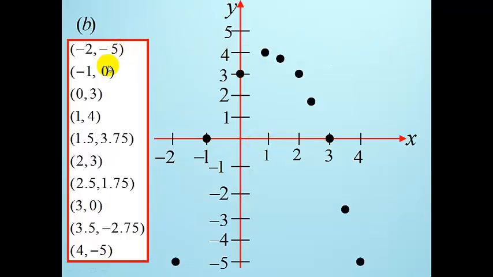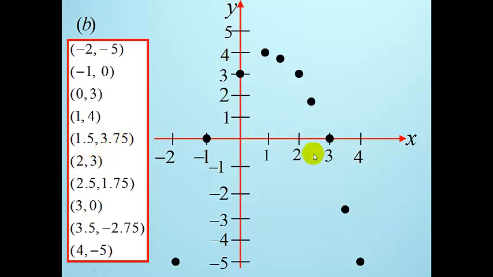Now these are the points from the table. We have minus 2, minus 5, our first point. Minus 1, 0, second point. 0, 3, so we have 0, 3. 1, 4, we have 1, 4. And 1.5, 3.75. That is 1.5 on the x, then you have 3.75.